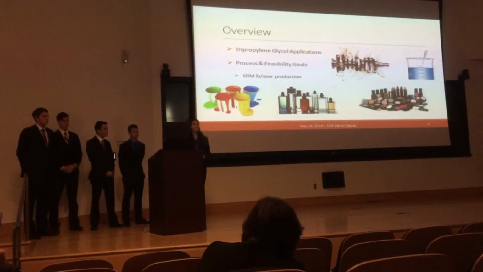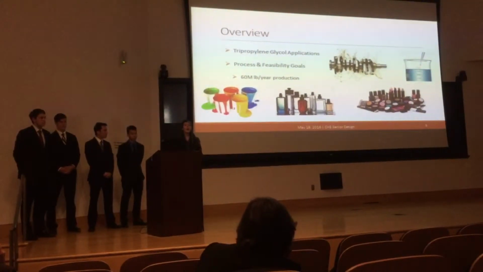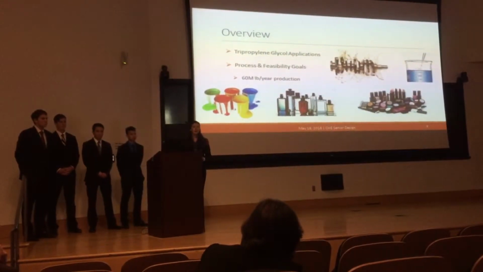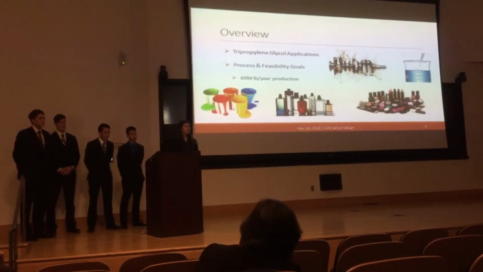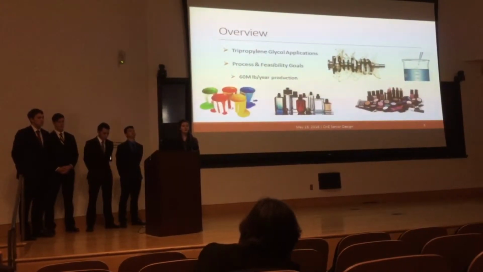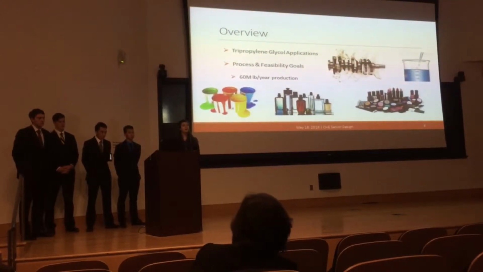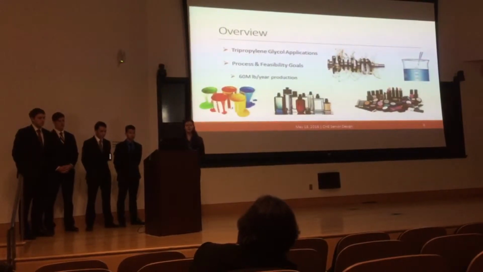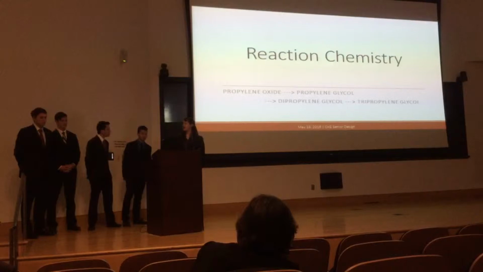Our original process goal was to manufacture 30 million pounds of tripropylene glycol per year. However, when we did our economic feasibility study, we found we weren't going to break even at 30 million pounds. Instead, we used the economy of scale and scaled up to 60 million pounds per year. At this number, we found we will not only break even within 7 years, but have a large rate of return on a 20-year plant life. Next, Ben is going to walk us through the reaction chemistry.